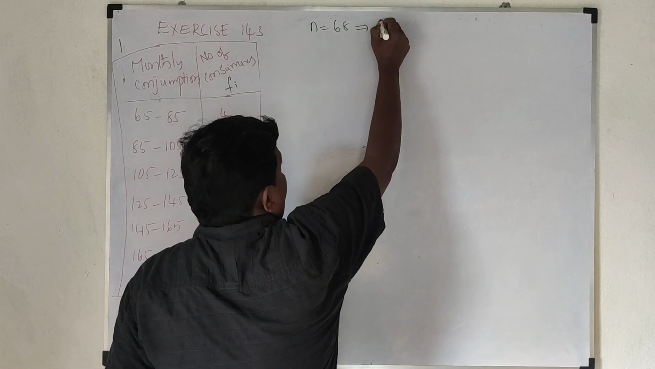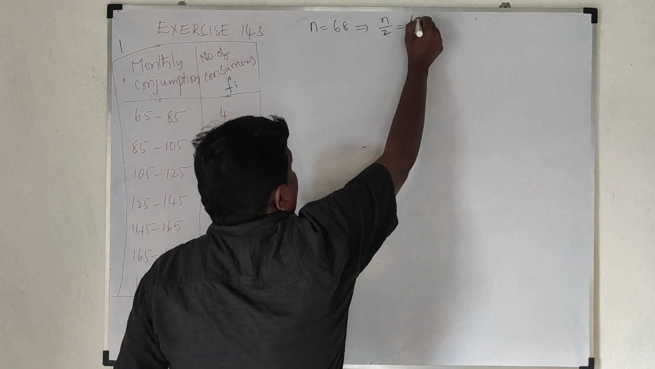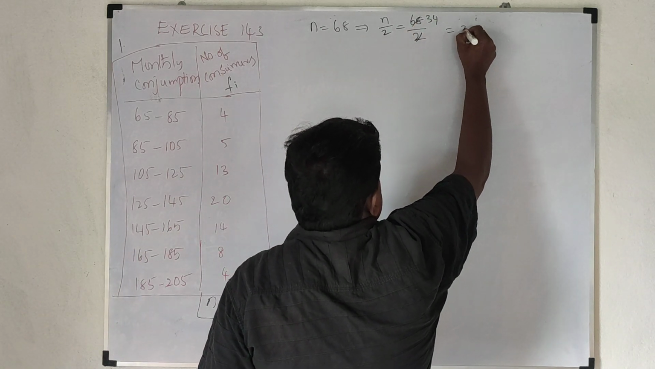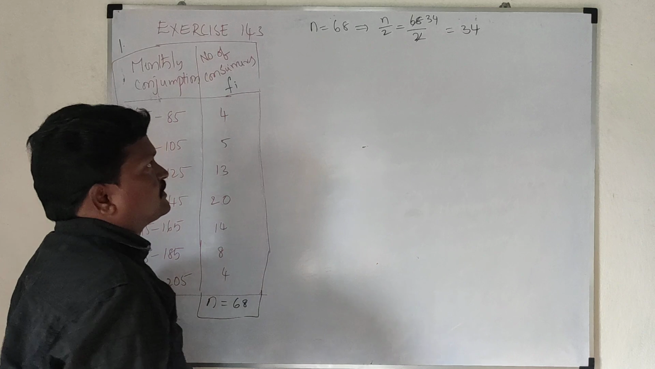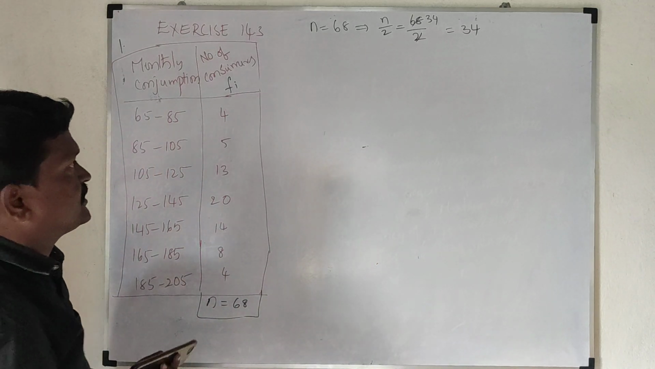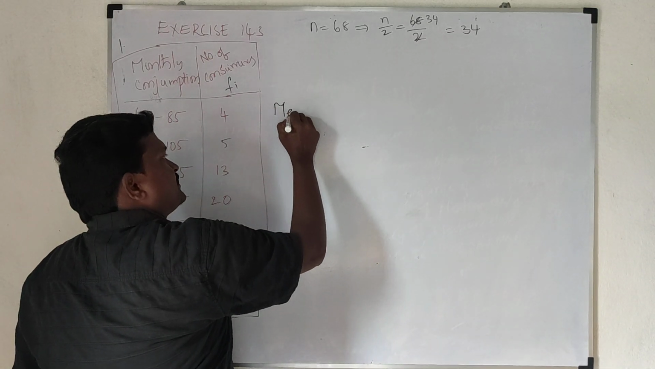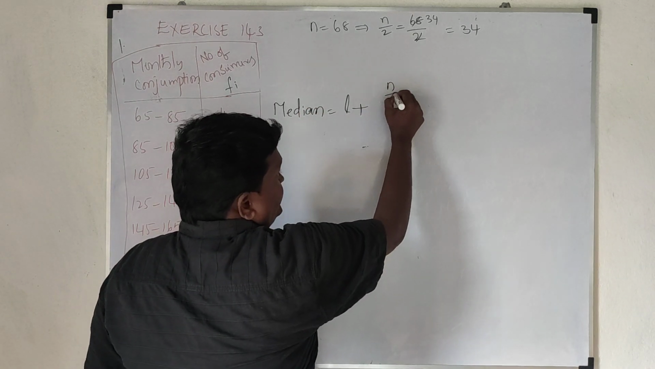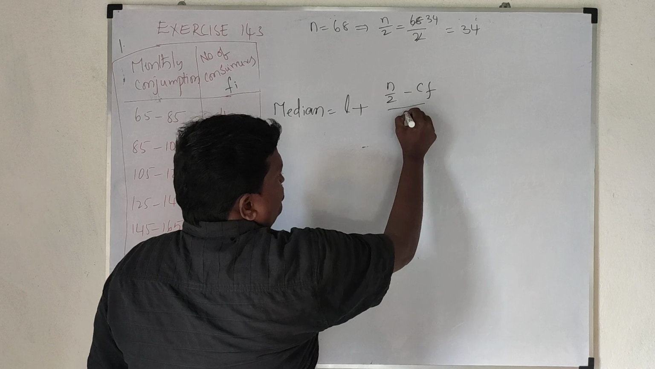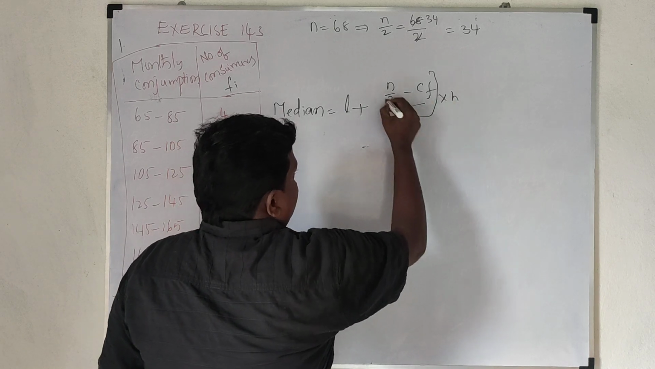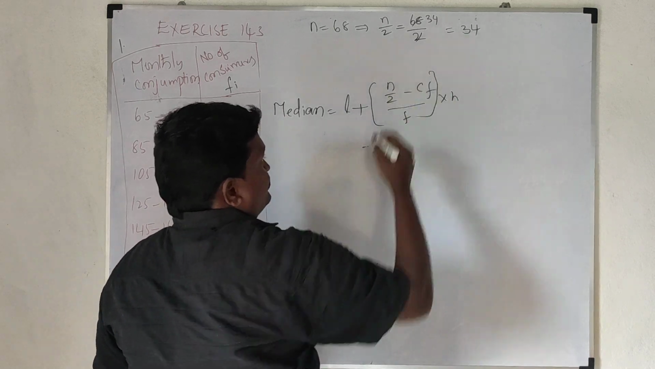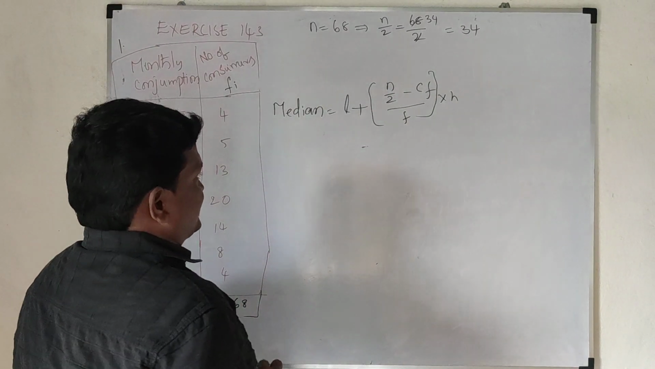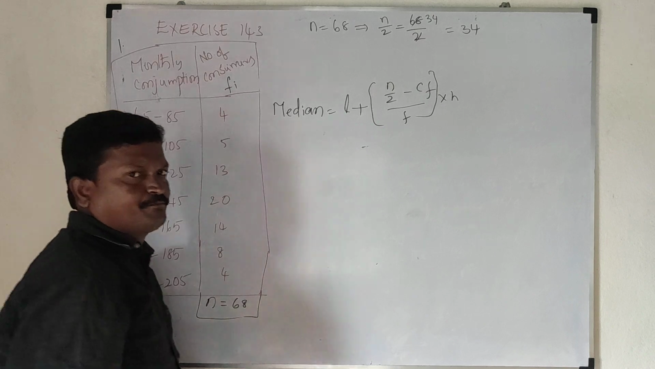In the formula we have n by 2. So this value 68 by 2, that is 34. So n by 2 becomes 34. Then we have to find the median. First write the formula, then you can understand what we need in the formula. CF by F into H. So here n by 2 we already got from the question. And now we need the L. L is the lower boundary of the median class.